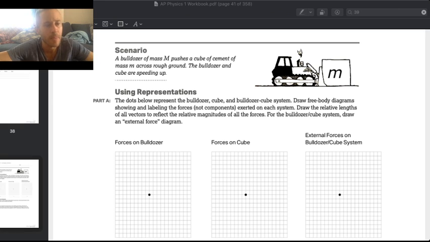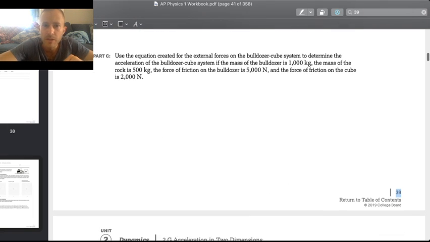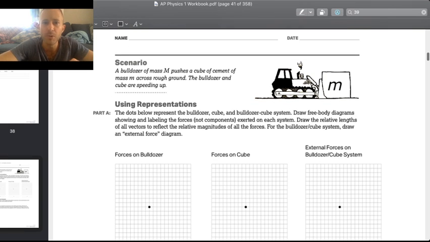All right. So let's get into the physics. Let's get it done. I'm going to be doing pages 39 through 43 in the workbook today. So we've got a scenario. It says a bulldozer of mass M pushes a cube of cement of mass little m across rough ground. The bulldozer and the cube are speeding up.